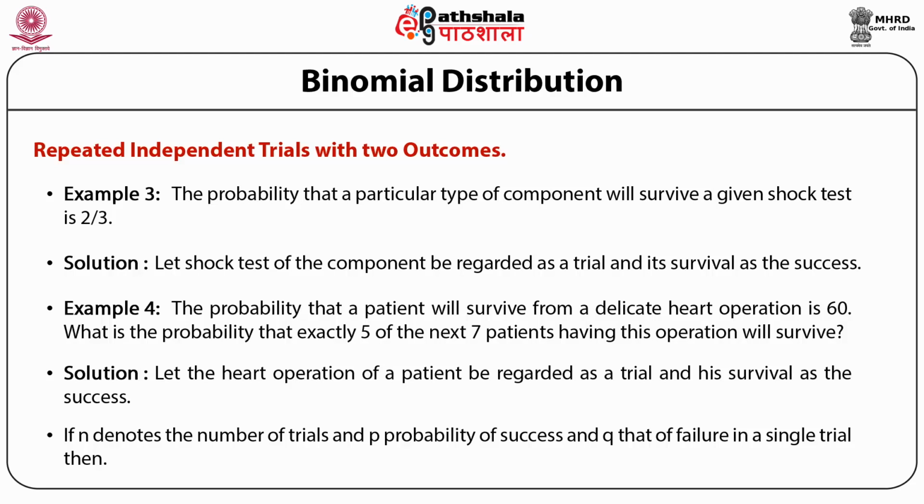p probability is 0.9, that is 90%, and q is equal to 1 minus p, that is 10%. The required probability is the probability of exactly 5 out of 7. So nCr, 7Cr, p raised to power r, q raised to power n minus r, that is 7C5, 0.9 raised to power 5 and 0.1 raised to power 2, and solve the question and have the answer.